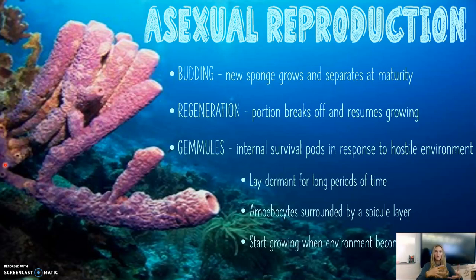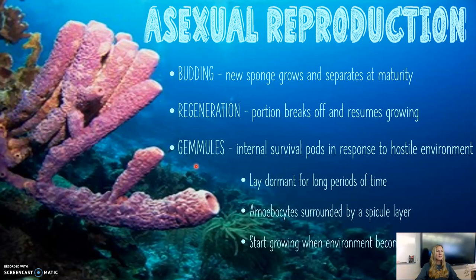from that original sponge. The next one is regeneration, and this one people usually find to be the coolest way. Regeneration can occur if a piece of sponge breaks off. A new sponge is going to grow from that piece that broke off.